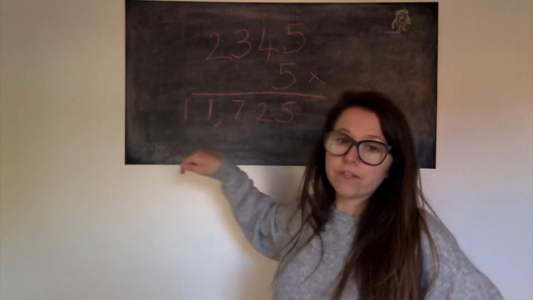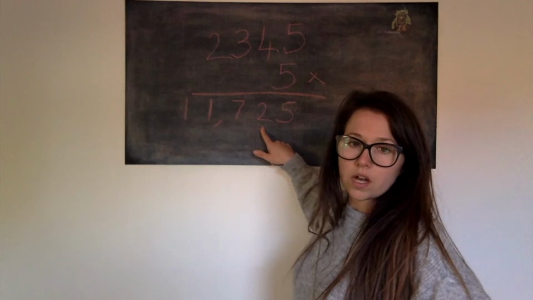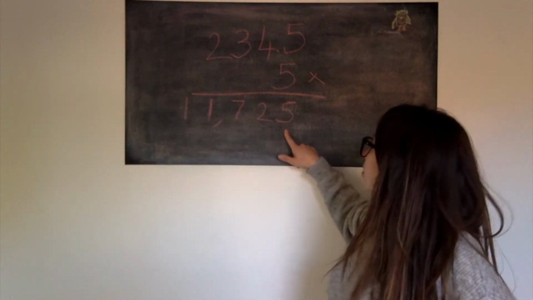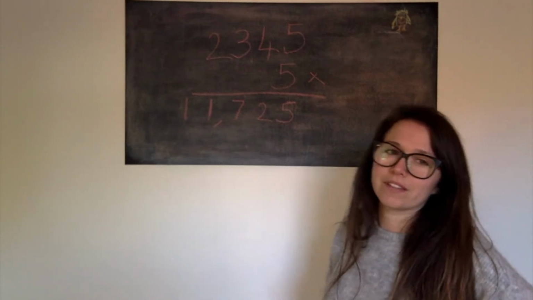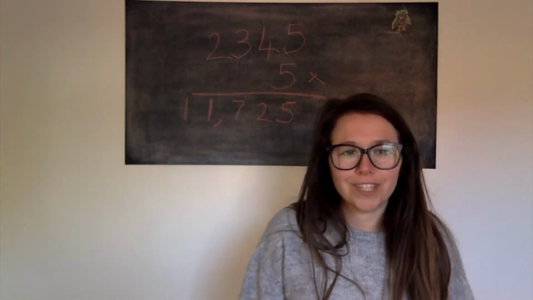And the 4th and 5th digits of the answer, 2, 3, 4, 4th and 5th digits had to add to make the 3rd digit. So 5 and 2 gives us 7. So that should be the answer that you had. If you got that, really well done. If you didn't, don't worry, it was quite tricky.